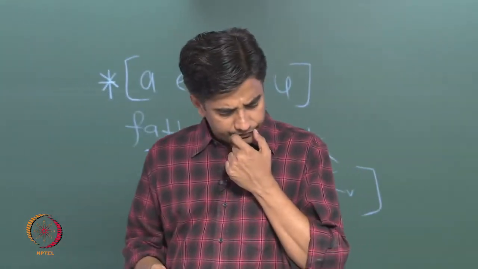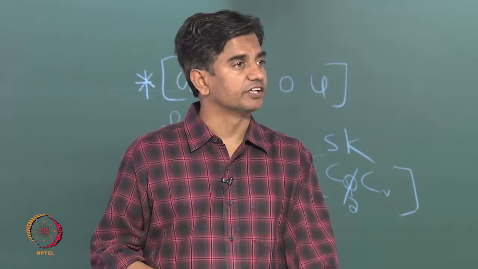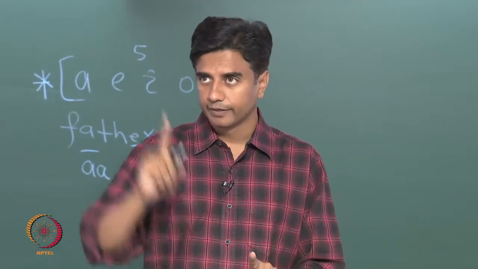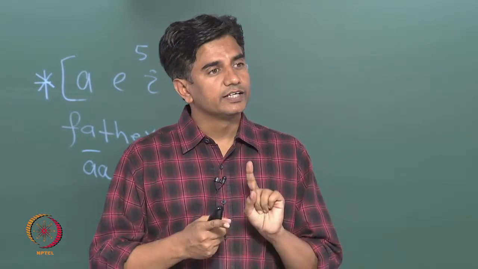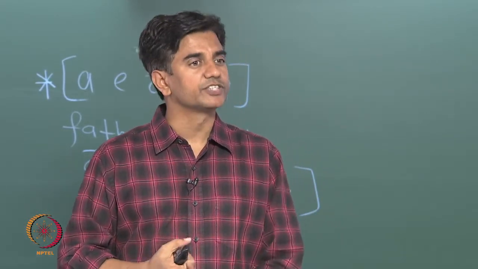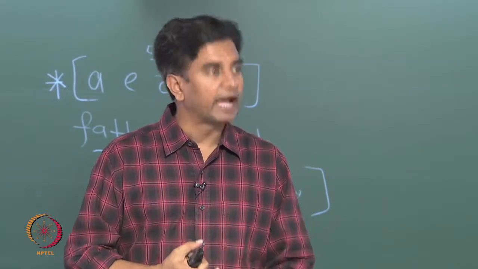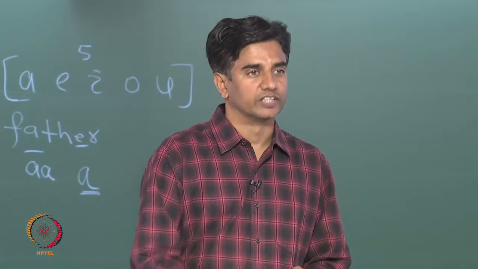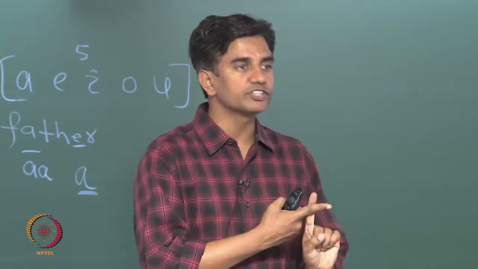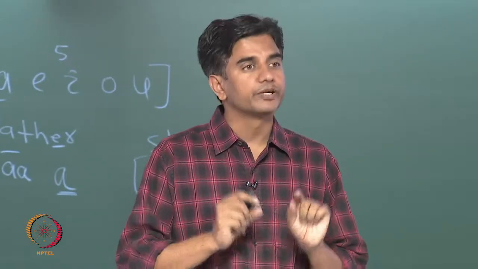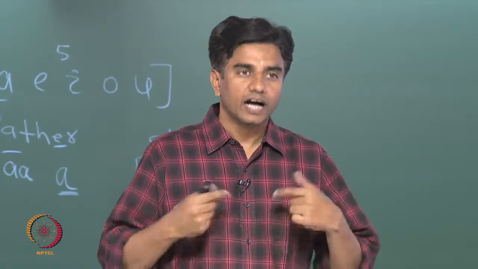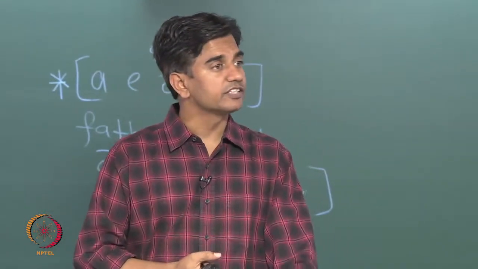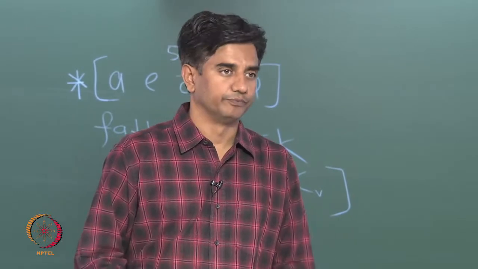Now, this distinction that you see, first there are 2 things I say before I stop for today. This distinction that you see, front, back and mid, these are called, on the vertical axis, places of articulation. And if one is short, the other is long, that's about manner of articulation. That is how these things are said.